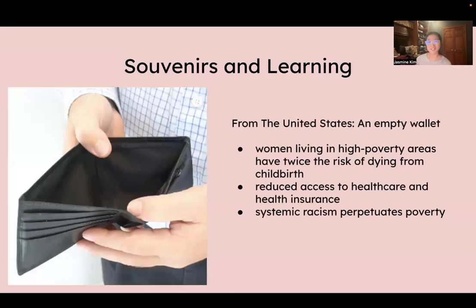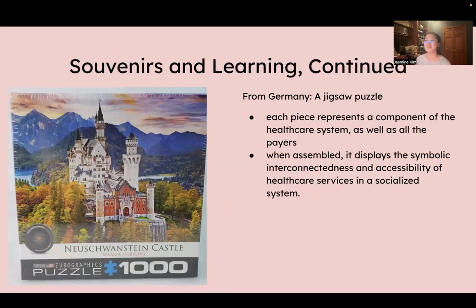Let's go over some of the souvenirs that we've collected. These souvenirs represent important cultural and societal characteristics that influence the MMR. From the US, we have an empty wallet. This symbolizes how women living in high poverty areas have twice the risk of dying from childbirth. Additionally, systemic racism in the US perpetuates the cycle of poverty.